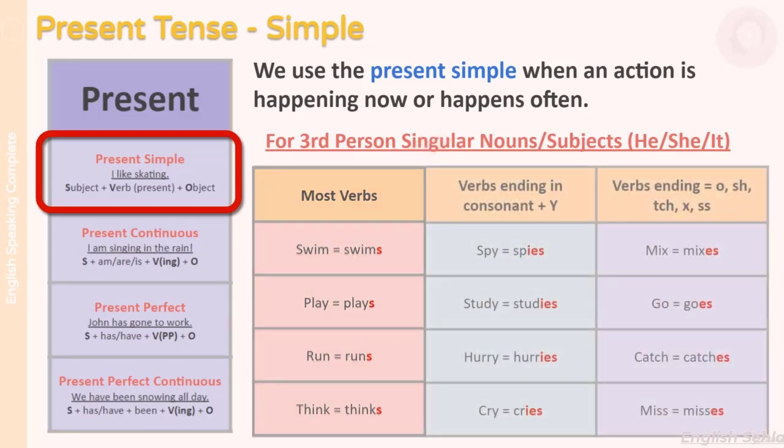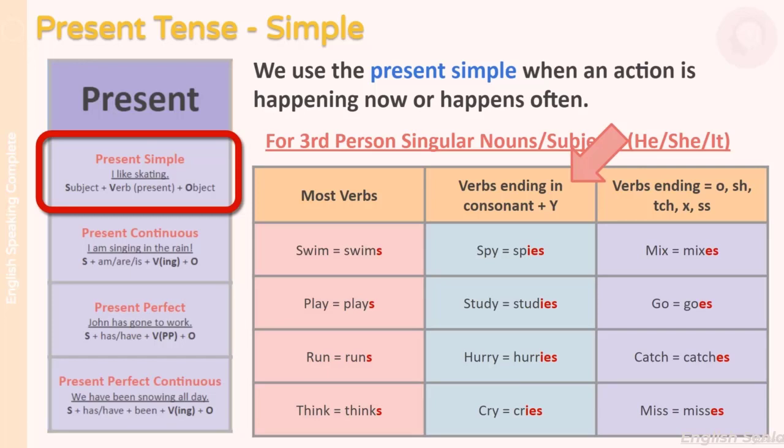And we can see here there's more rules. So if the verbs are ending in consonant plus Y. So a consonant, any letter that is not A, E, I, O, U. So for spy, we have the consonant P plus Y. So consonant plus Y, we don't just add an S, we need to add I-E-S, and we need to take the Y away. So spy would become spies. Study would become studies. Hurry, hurries.